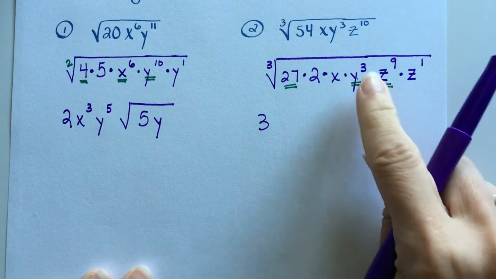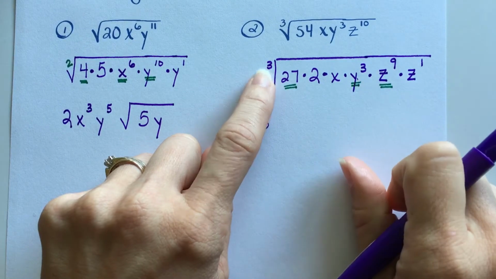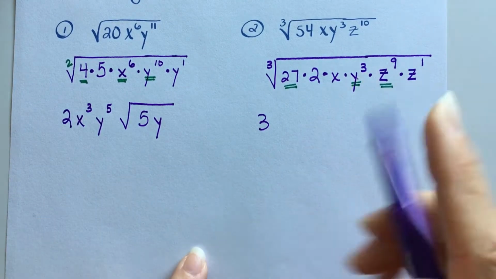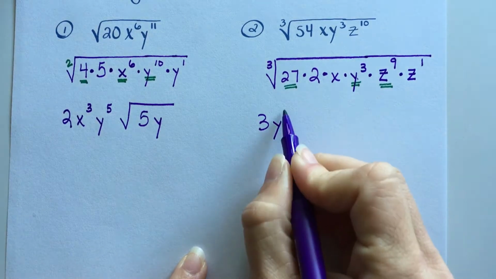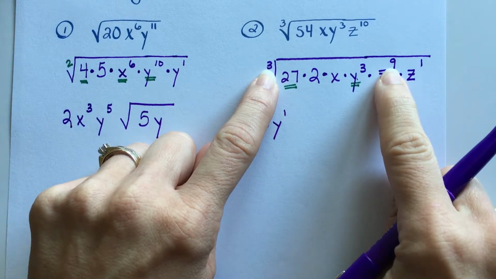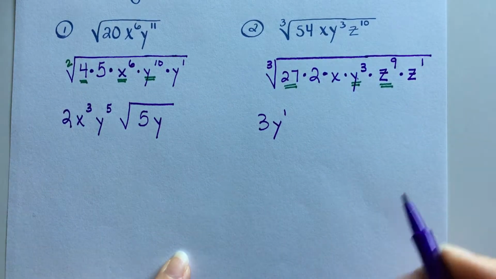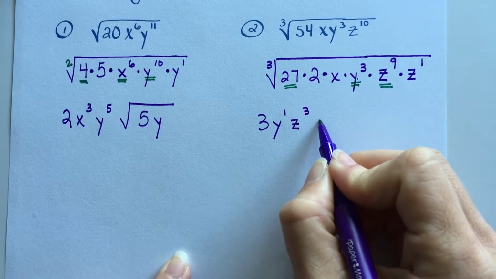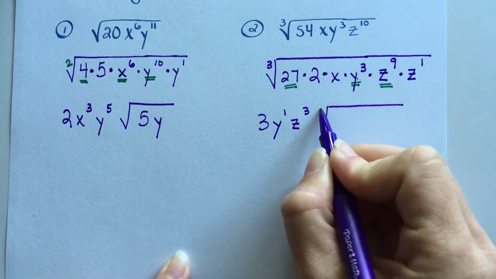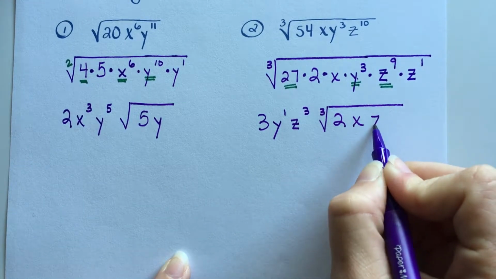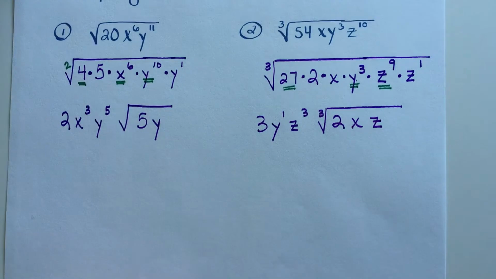Now remember, with the variables, do your root into your exponent. So 3 will go into 3 one time. So that means that I just have a y to the first out front. And now I do 3 into 9. So 3 will go into 9 3 times. So that means I have z to the third. So the 2 is left underneath, the x is left underneath, and the z is left underneath. So that would be your simplified form.